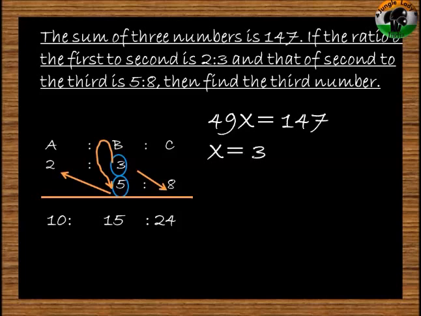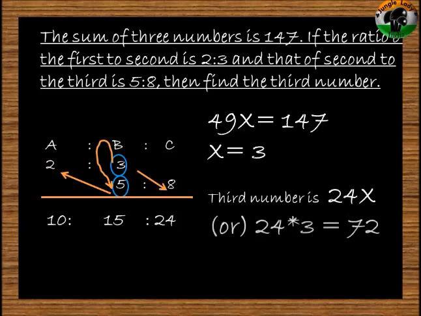In the question you are asked to find the third number. Here the third number is C. You are supposed to find C. Now you have to tell me, where should I substitute the x value to get the correct C value? The answer is in the last common ratio. In the last common ratio, what is the value for C? It is 24. So my answer is 24 into x, or 24 into 3. I get it as 72. It's the third number.